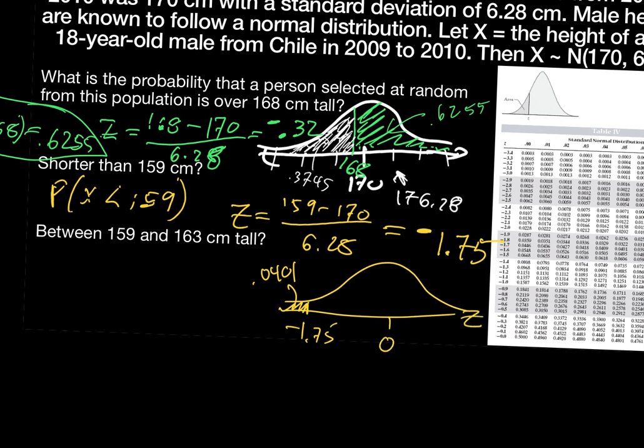So if this were the z curve, I label it with z. The 0 is my center. Negative 1.75 was my z-score. The table gives me the area to the left. The question asks for being less than 159, so the table is giving me the value I do want. It's a direct solve. So that would be 0.0401, or there is approximately a 4.01% chance that a person selected at random will be shorter than 159 centimeters.